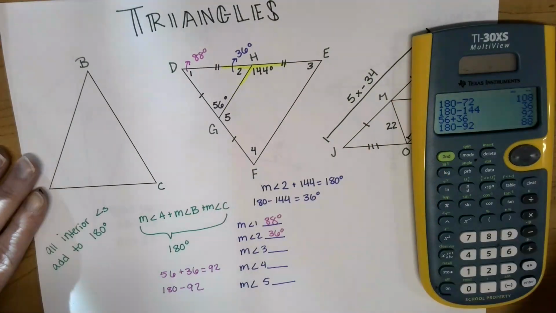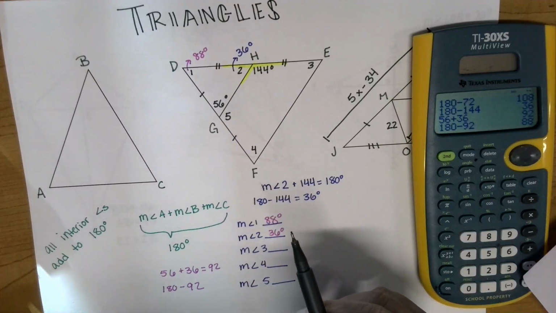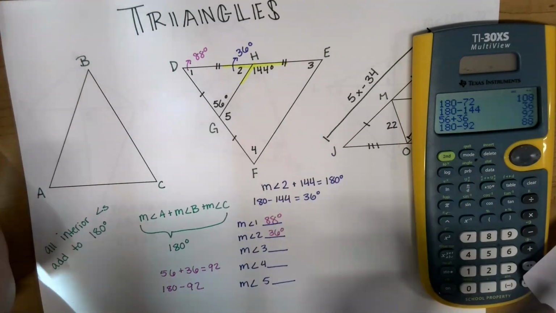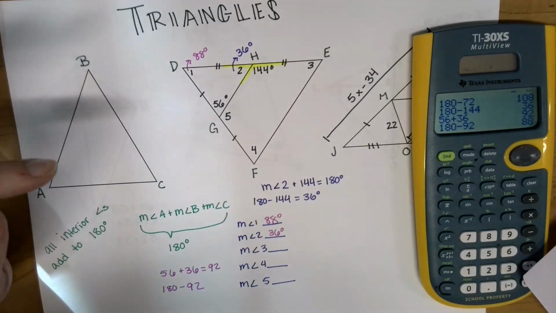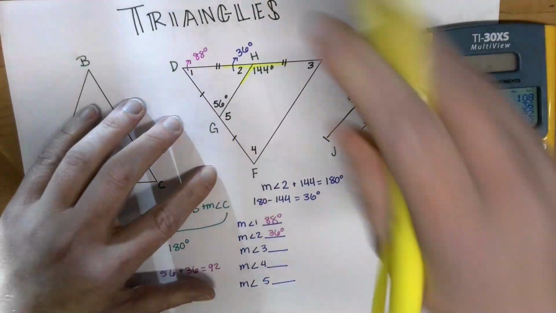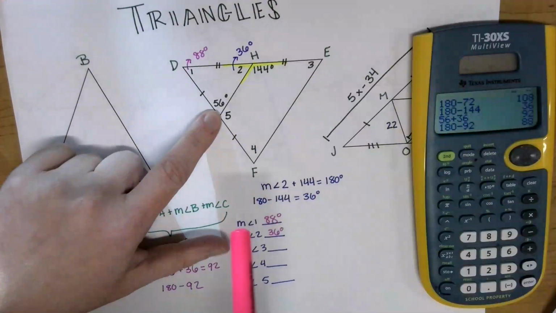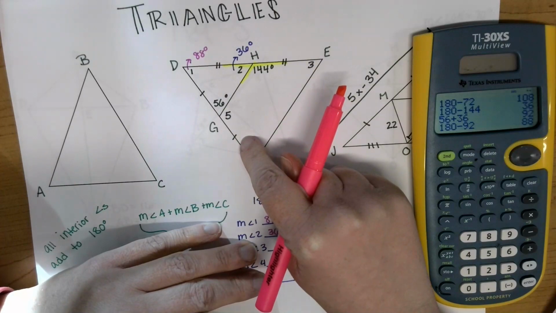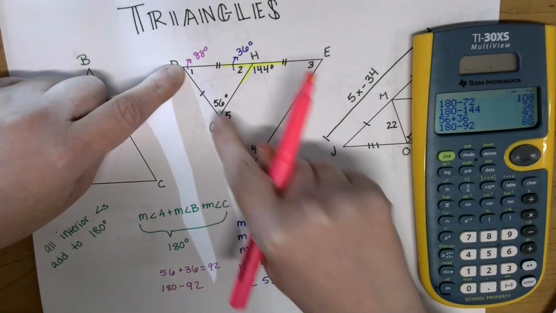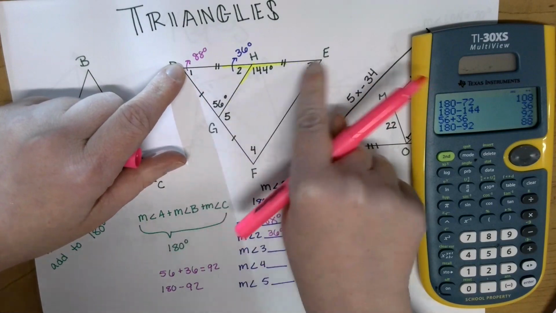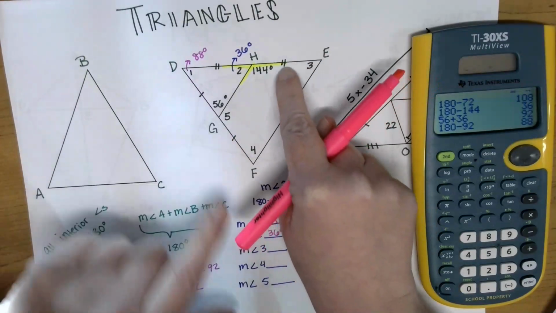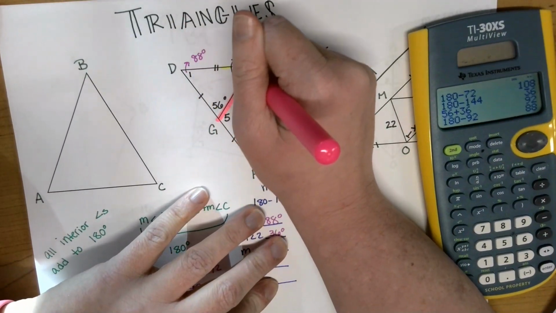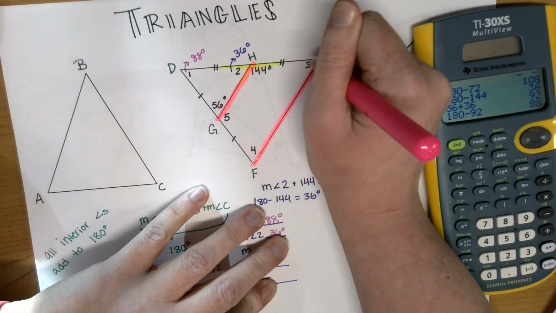So I'm going to pull this apart, and I can look at this one way. If this is a mid-segment, which it is, because it is cutting this side of my triangle into two congruent pieces, and this side into two congruent pieces, that's what these little marks are for. So this is a mid-segment, which means this line is parallel to this line.